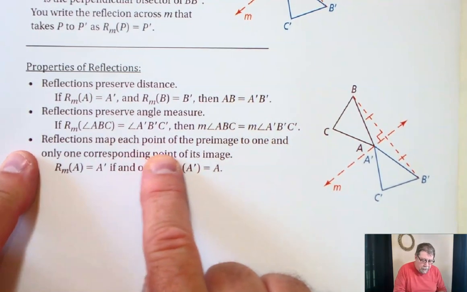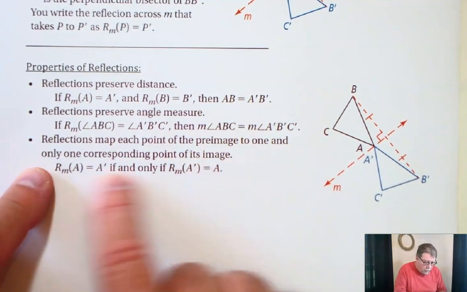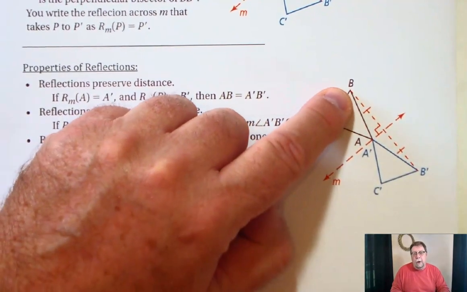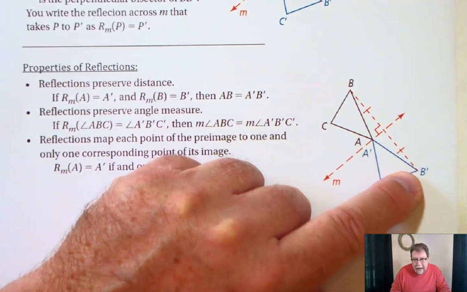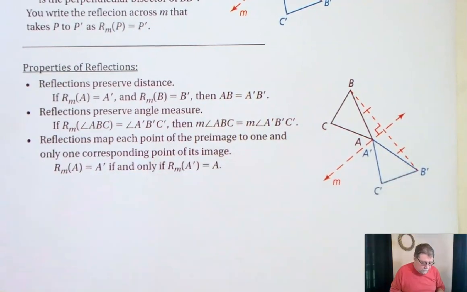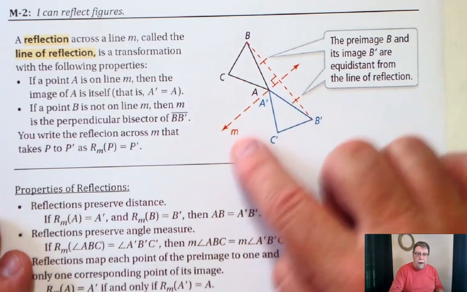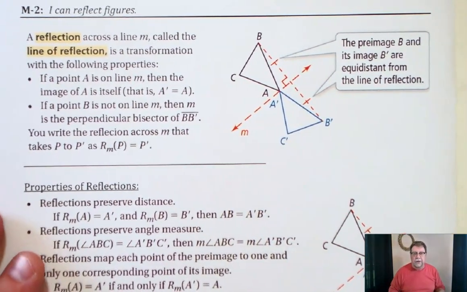Reflections map each point of the pre-image to one and only one corresponding point of its image. So that B goes only to that one exact location. Okay? So that's how this is going to work. We're just simply going to reflect across some line of reflection. And we'll take a look at some examples of this next.